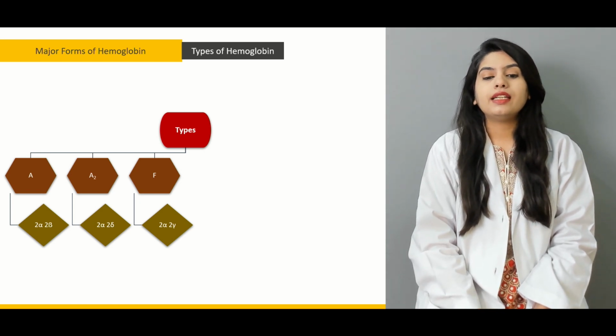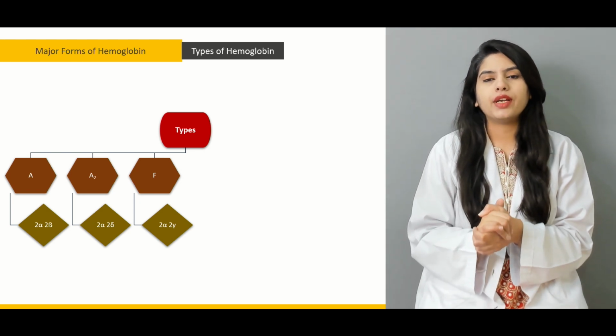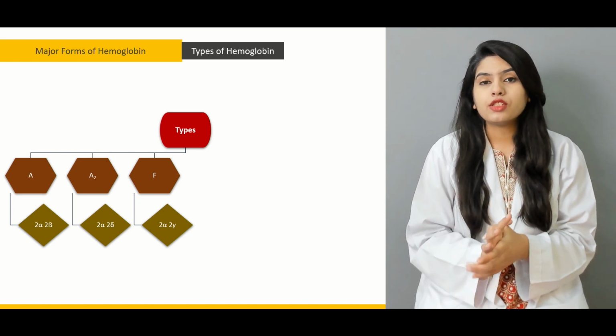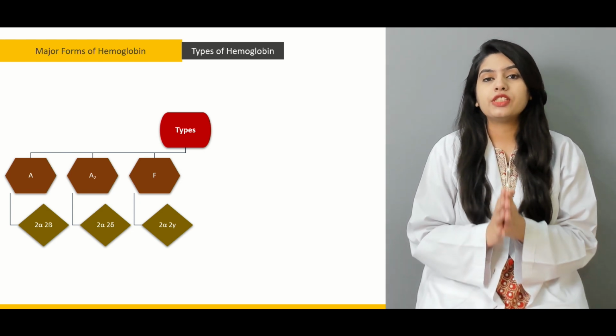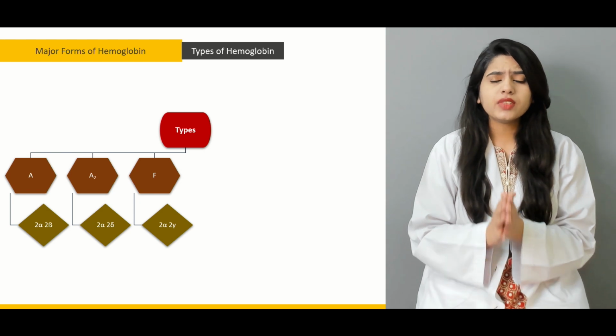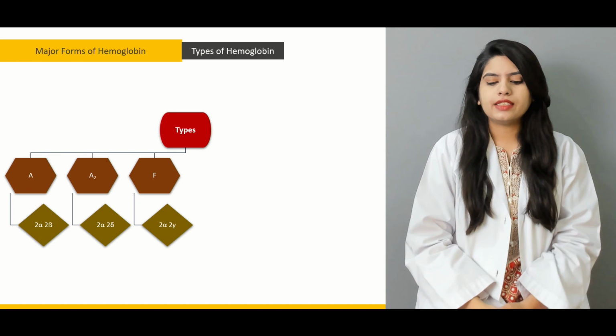So in case of beta thalassemia, where there is a deficiency of the beta chains, this type of globin chain can be seen, and it may be part of the hemoglobin that results in beta thalassemia.